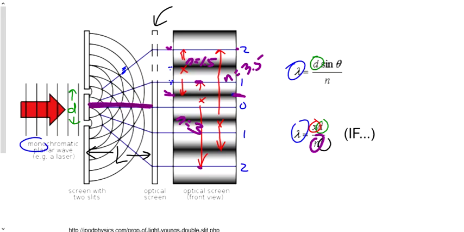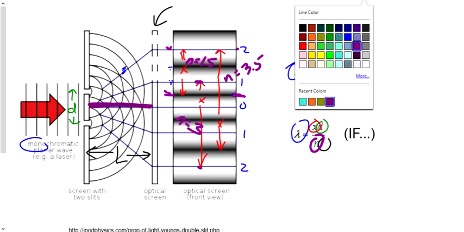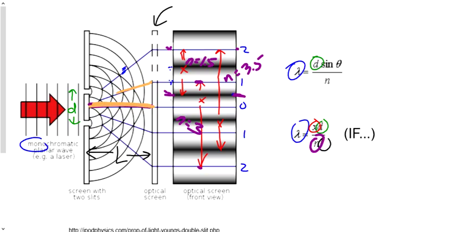Theta, that was a poor choice of color. Let's go with orange here. Theta can be this angle measured from the central maximum, central bright spot, central antinode, central constructive interference to the first order maximum, or it could be to the second order minimum. It doesn't really matter as long as n is consistent. What would n be right here? From 0 to 1, n is 1. From 0 to 1.5, n is 1.5.